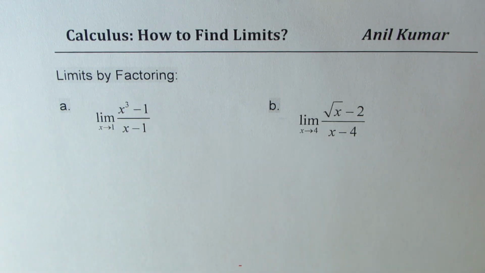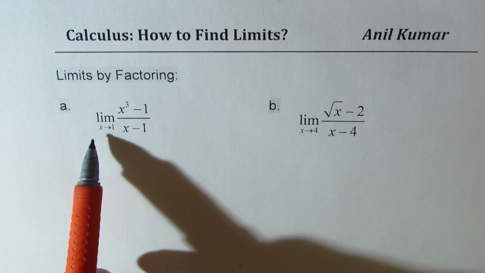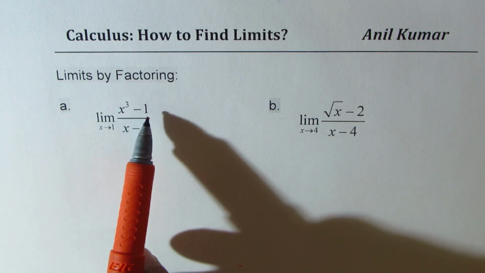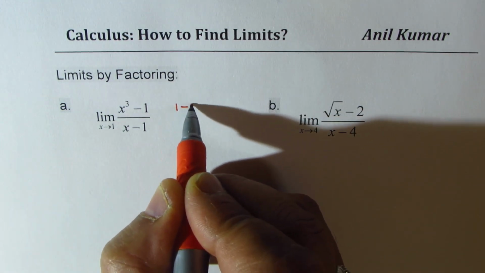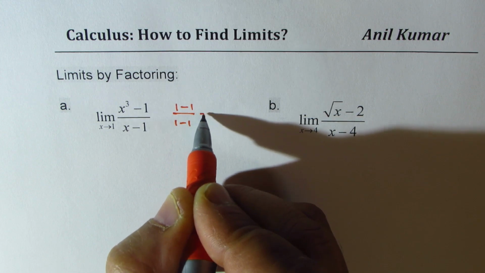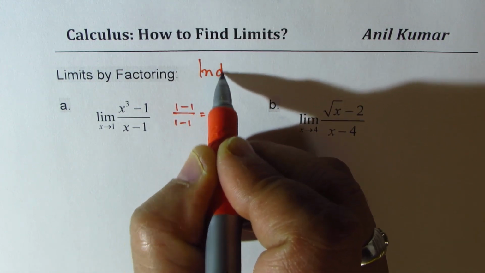We'll solve limits of indeterminate quotients. We have 2 examples here. The first one is limit x approaches 1 for x cubed minus 1 over x minus 1. So if I substitute 1 here, I get 1 minus 1 over 1 minus 1, which is 0 over 0, right? So this is what we call indeterminate.